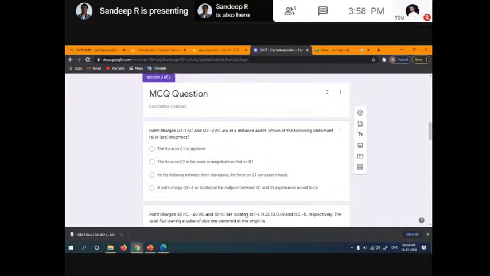So the force would increase as the distance would decrease, but it will increase in a square, in a non-linear fashion, right? It is not linear fashion. That is why the third statement is incorrect. What about the fourth statement?